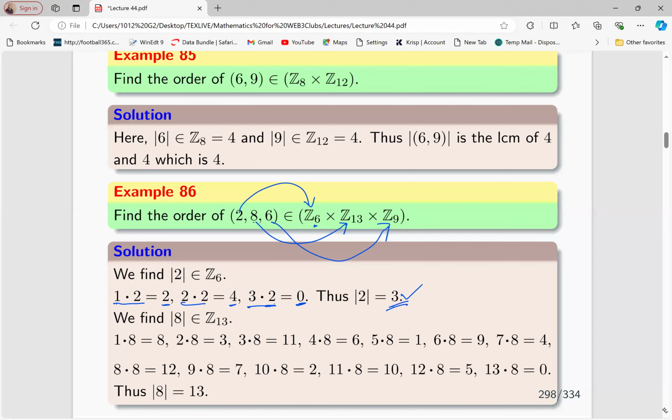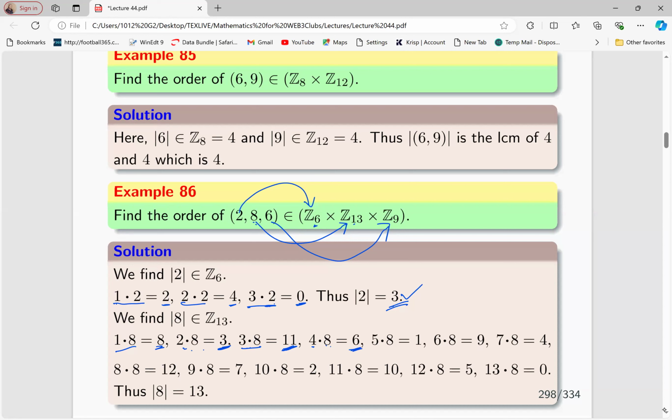Then I try to get the order of 8 mod 13. 8 once gives me 8. 8 twice is supposed to be 16, but because of mod 13, gives me 3. And then this is 24, mod 13, that gives me 11. So 8 three times is 11. So 8 four times: 11 plus 8, which is 19. Mod 13, that gives me 6.